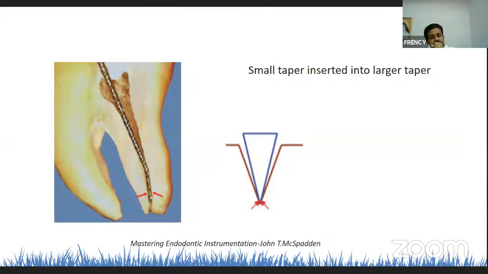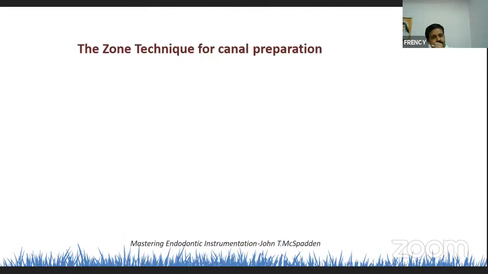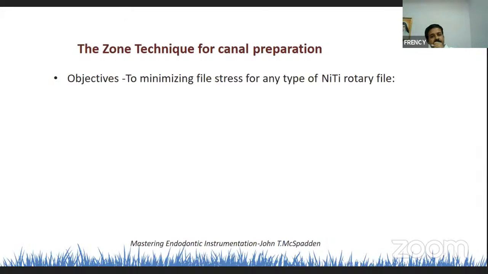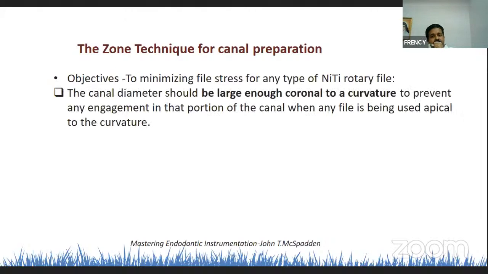So the 30 file will bind in that area, but the coronal part of the file will be freely movable, so it will rotate. So in the apical part, the instrument binds and it may cause a torsional fracture. So what he put forward is a zone technique for canal preparation. Actually, the objective is to minimize the stress for any type of nickel titanium instrument.